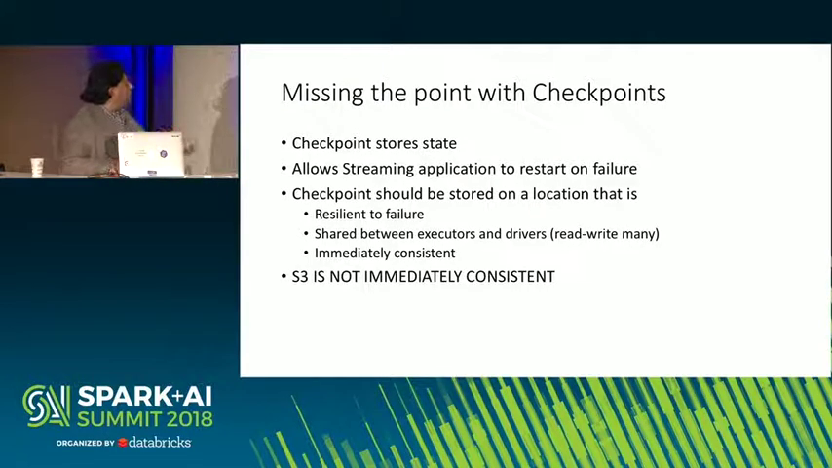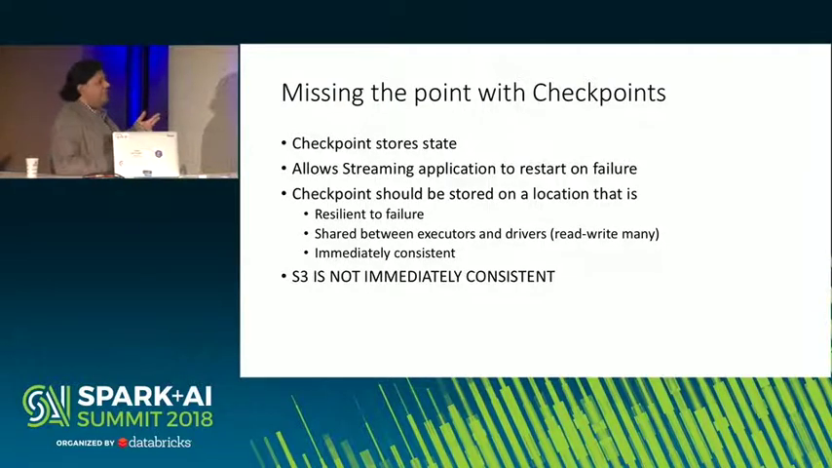The problem that we ran into, and this was not completely clear to us when we started, is that a checkpoint has to be stored on some sort of file system. The file system has to be resilient to failure. I mean, that's obvious. If your Spark application dies, your checkpoint should still be there. It should not disappear, right? And also another important thing is that the checkpoint has to be shared between all the executors and drivers. So these two things we were familiar with. So we thought, okay, great, we can use S3 to store our checkpoints.